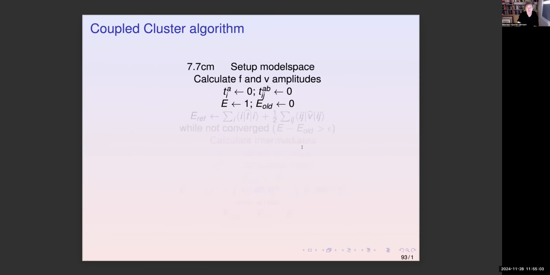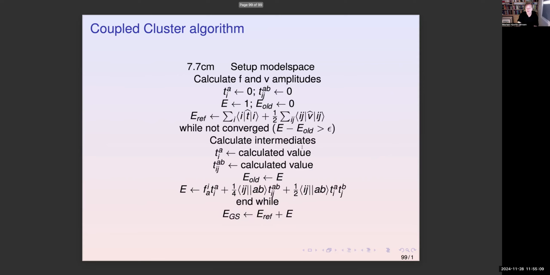Okay, so if you now look at the coupled cluster algorithm, you would typically set up a model space. This model space contains all the single-particle states you want to deal with. So that is your effective Hilbert space. And then you set up the V and F amplitudes. These are the integrals which we need to set up. And then we have an algorithm for finding the energies.